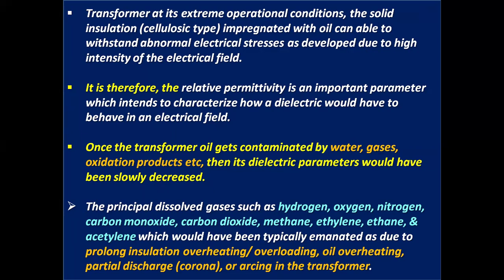The principal dissolved gases such as hydrogen, oxygen, nitrogen, carbon monoxide, carbon dioxide, methane, ethylene, ethane, and acetylene are typically emanated due to prolonged insulation overheating, overloading, oil overheating, partial discharge, corona, or arcing within the transformer.